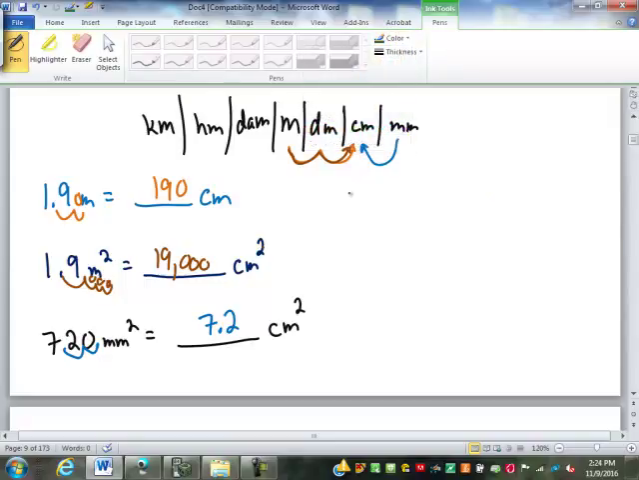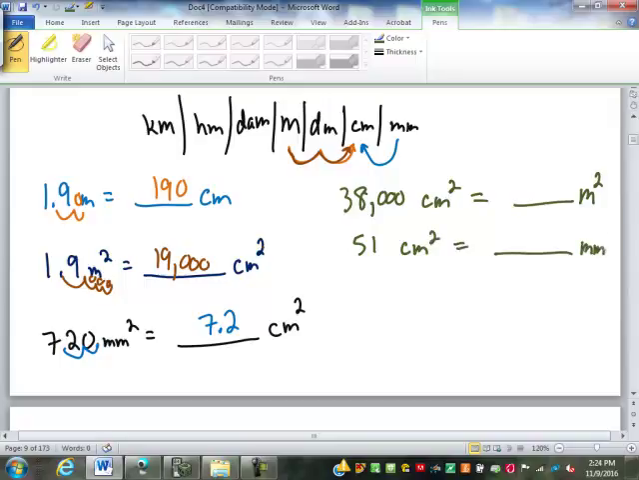So if we have 38,000 centimeters squared going into meters squared. Do that one in your notes quick. And 51 centimeters squared going into millimeters squared. Do that one in your notes quick.